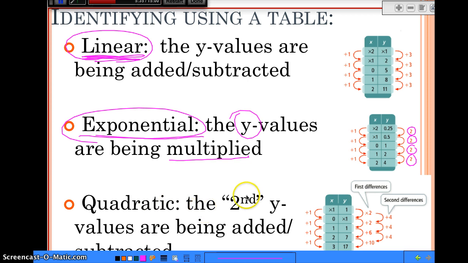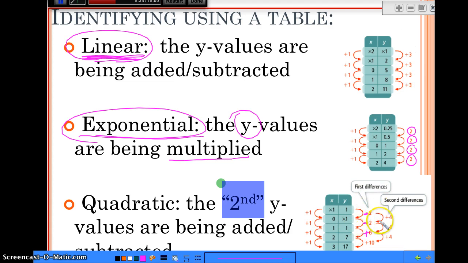In quadratic, this is tricky, but the second y values are being added, and it's getting cut off, but subtracted down here. So when you go from 1 to -1, that means you're subtracting 2. When you go from -1 to 1, you are subtracting 2. When you go from 1 to 7, you're adding 6. 7 to 17, you're adding 10. Well, this doesn't look like multiplying by the same number every time, and it doesn't look like you're adding or subtracting by the same number every time.